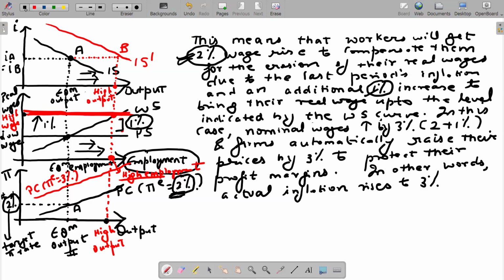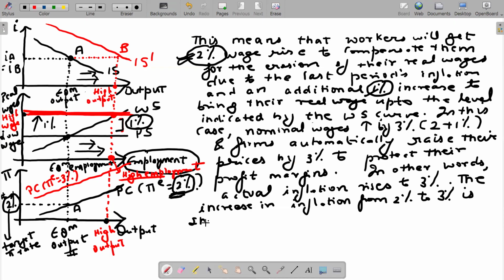So I can write this particular point that the increase in inflation from 2% to 3% is shown by the movement along the Phillips curve.